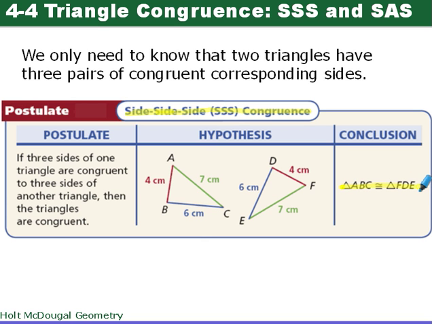And remember, ABC being congruent to FDE tells us that angle A is congruent to angle F, angle B is congruent to angle D, and angle C is congruent to angle E. So remember, the order of the letters in your congruent statement is extremely important.